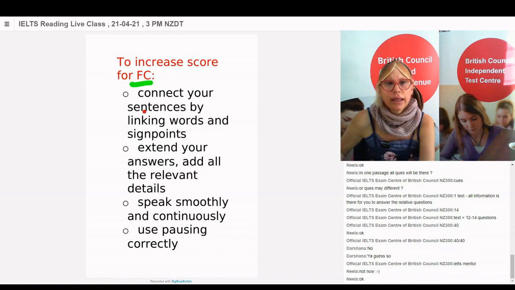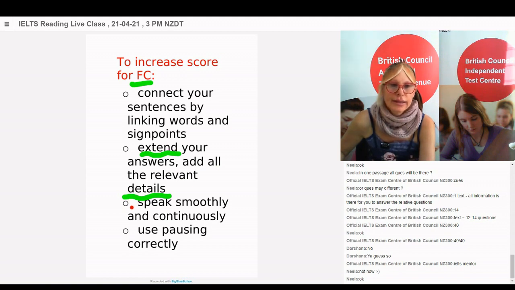Fluency can also be enhanced by extending your answers. So when you extend your answers, that means that you give more information. You don't just say one sentence. Okay, you keep going. You say the main idea, but then you might want to give some examples or some explanation to that main point. So extending and giving details is another way to improve your fluency.